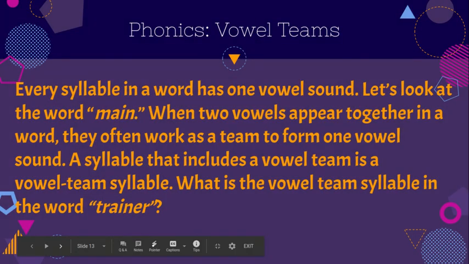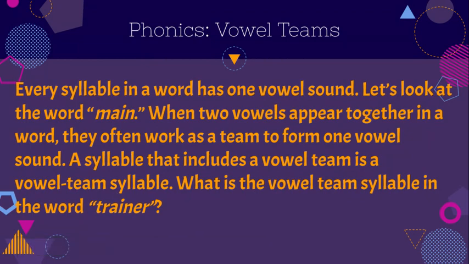Now let's move on and talk about phonics. This week for phonics, we're focusing on vowel teams. Every syllable in a word has one vowel sound. Let's look at this word main, M-A-I-N. In the word main, you'll see it has two vowels here in the middle. When two vowels appear together in a word, they often work as a team to form one vowel sound. A syllable that includes a vowel team is called a vowel team syllable.